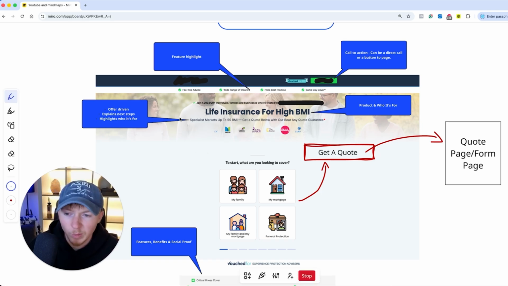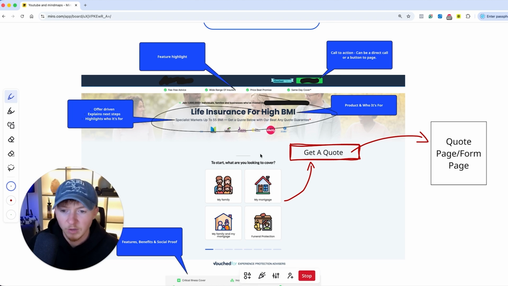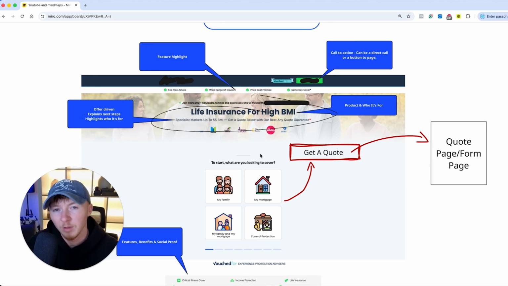Okay. We always like to have some form of subheadline just below that. It's offer driven. It explains the next step. It highlights who this is for. This does a really good job: specialist markets for 55 plus, BMI up to that. So typically the people who are on the heavier scale. Get a quote below, very articulate on the next steps, and a beat any quote guarantee. Very high incentive to actually want to move forward.